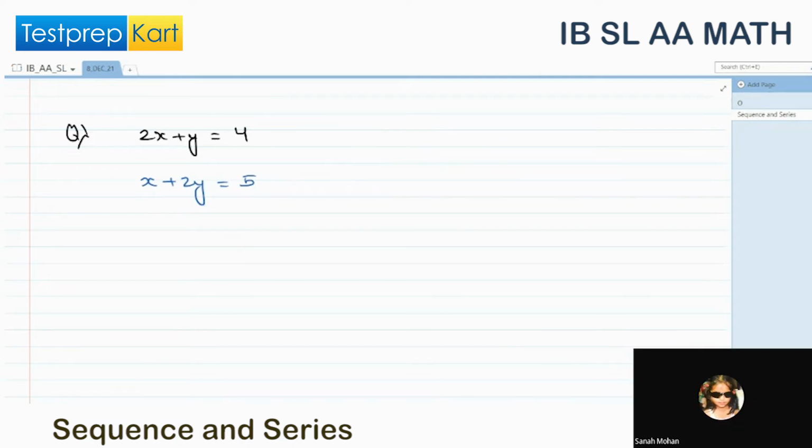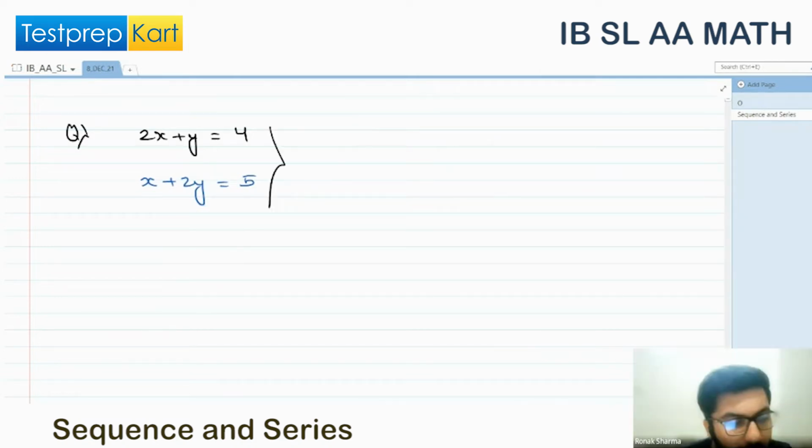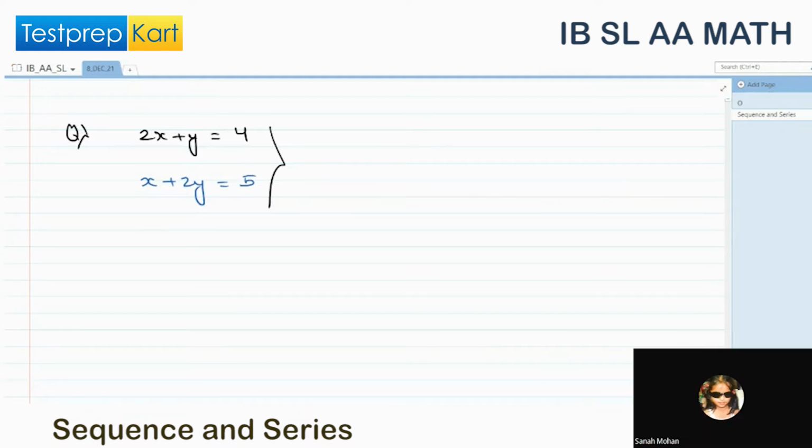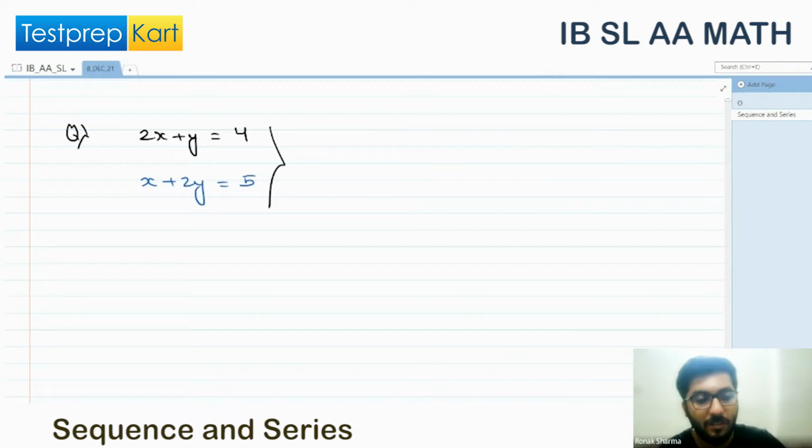Would you use simultaneous equations? Yes, substitution or elimination, also by making the coefficients equal, right? Or you can use substitution. Both are very famous methods, okay? So please give me the value of x and y here.